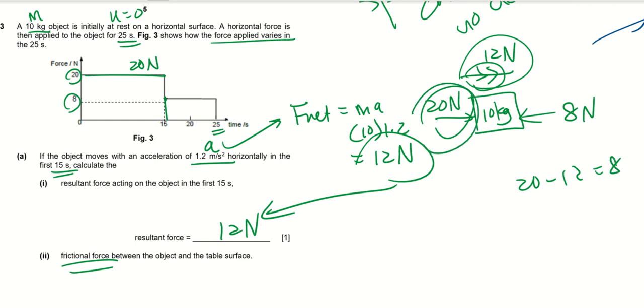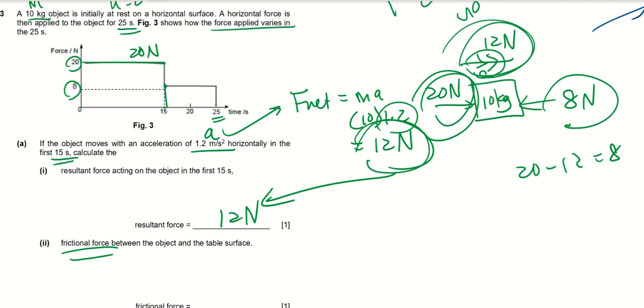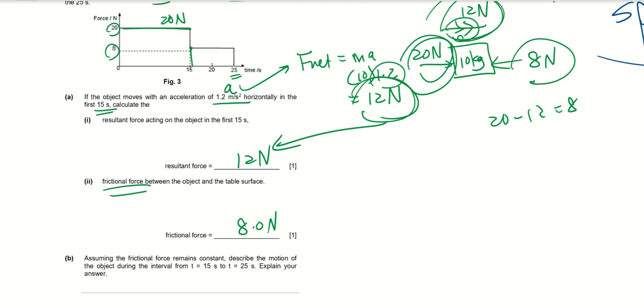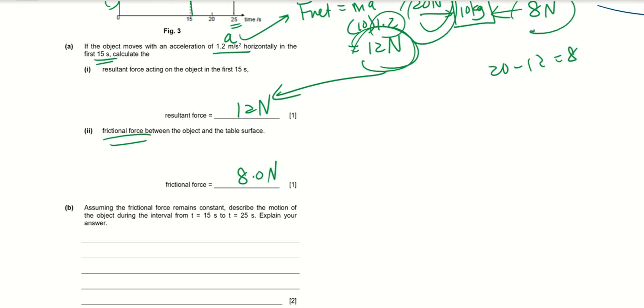So now if I take 20 minus 8, I will get back 12, which is the F net, which when I feed into here, then I'll get an acceleration of 1.2 meter per second square. Everything needs to tally up. So the frictional force is 8.0 Newton. Please leave your answer in either 2 or 3 SF.